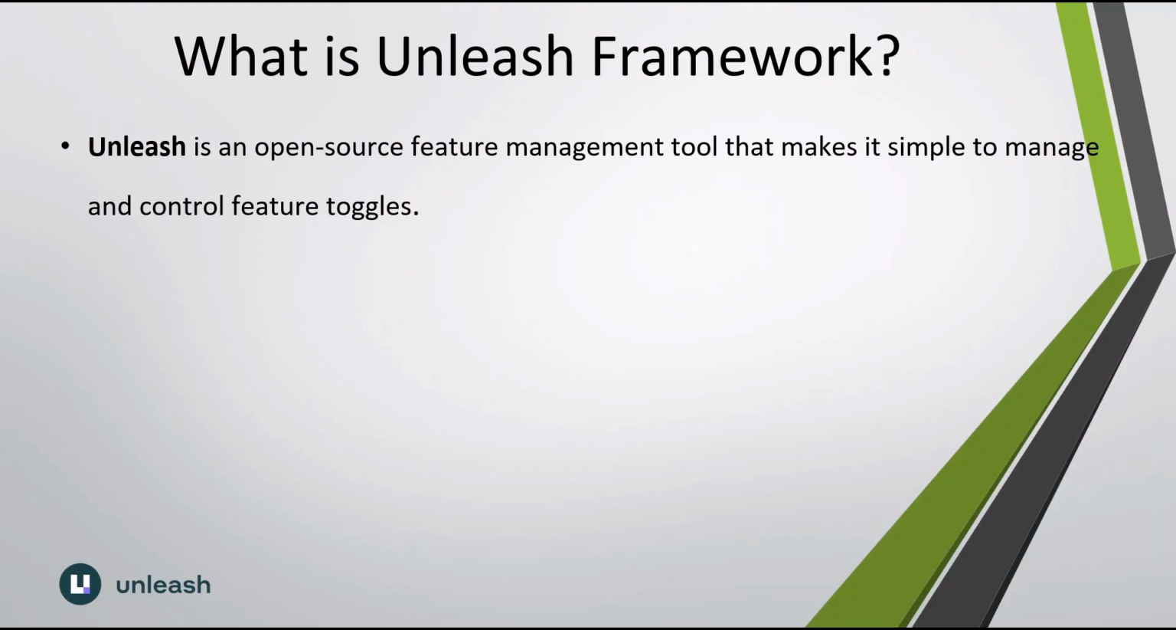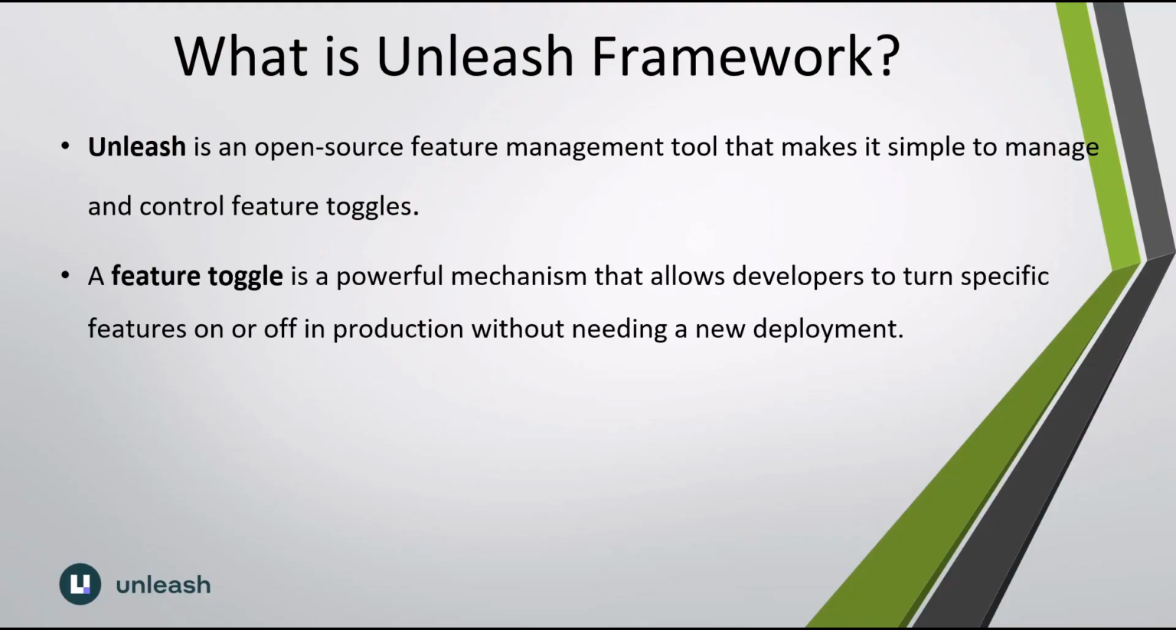Now you might be wondering, what is a feature toggle? A feature toggle is a powerful mechanism that allows developers to turn specific features on or off in production without needing a new deployment. This makes it easier to roll out new functionality gradually.